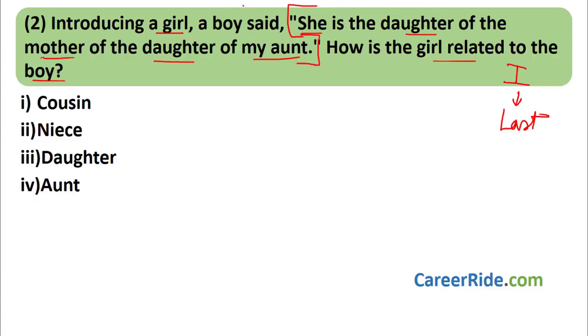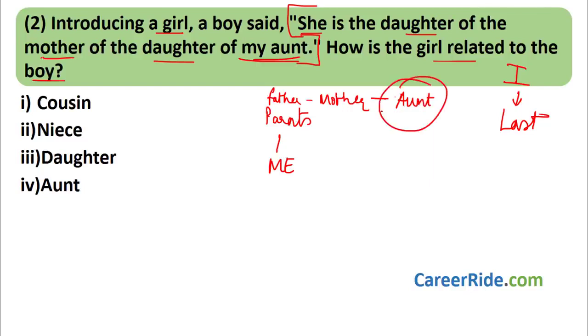Let us start. Now instead of the boy, you will consider yourself. This is me, okay? These are my parents, this is my father, this is my mother. So let us assume that my aunt, so mother's sister, will be my aunt, correct? This is the aunt, and this is the daughter of my aunt, right?